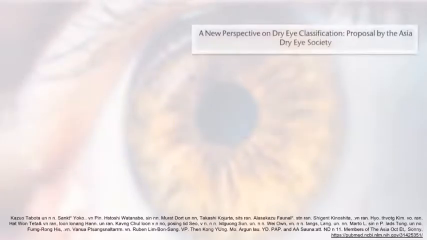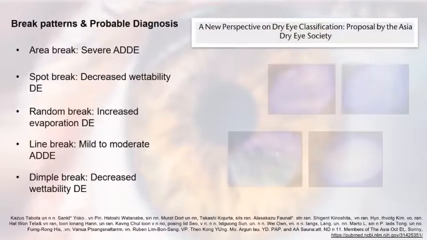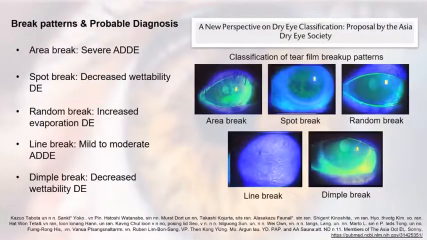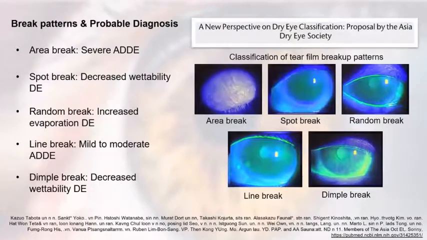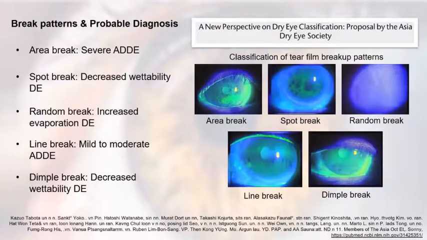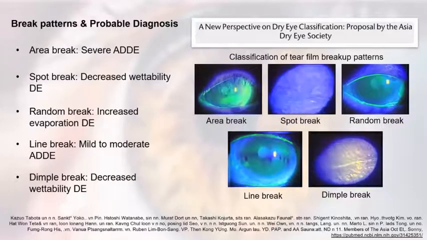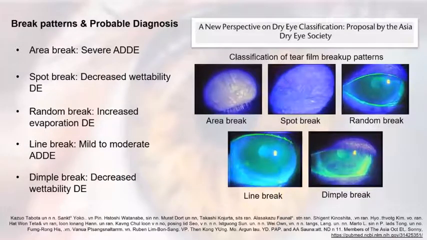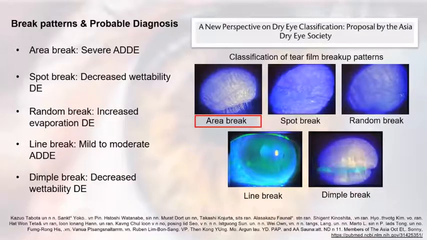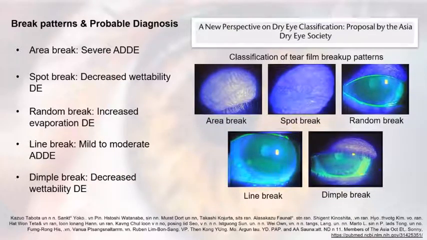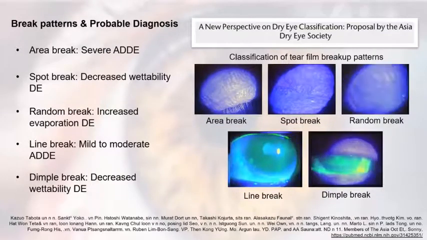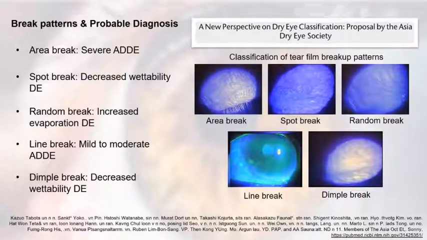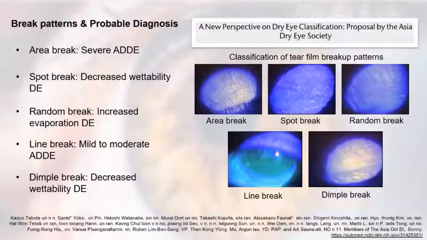Very interestingly, the Asia Dry Eye Society came up with a pattern of tear film breakup time, which had some correlation with the disease. Whether you have some particular type of pattern, whether it's an area break or a spot break, which is related to evaporative dry eye, or area break, which is related to severe aqueous deficient dry eye, or linear break related to aqueous deficient dry eye. But that's very interesting. The test is very simple, and we surely can introduce it in our clinical practice.